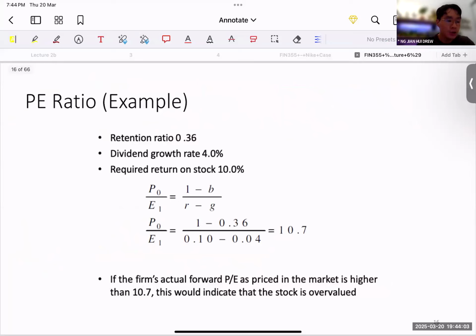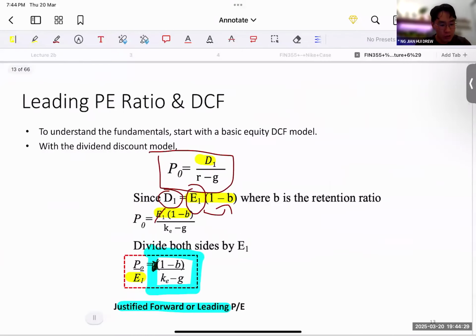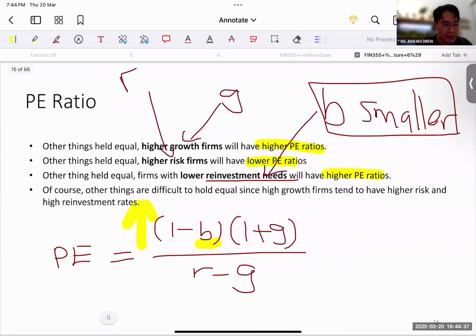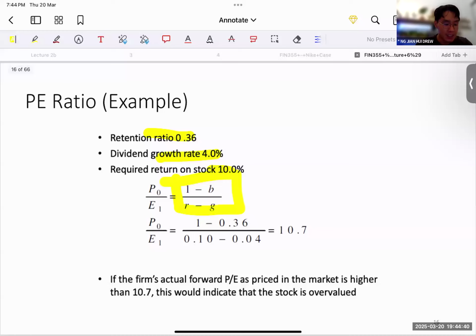So we have an example here for PE ratio. Okay, we have the retention ratio as this, growth rate is 4%, required rate of return is 10%. We are going to use the forward PE. So based on forward PE, the justified forward PE ratio is this. I'm just going to flip back to show you that it's actually this. All right, so this is the one we are using: (1 minus B) over (R minus G).